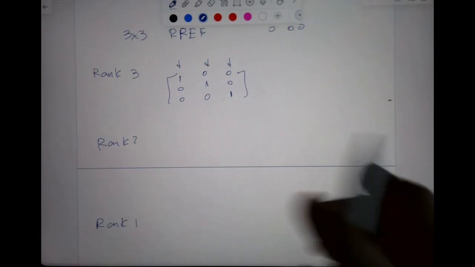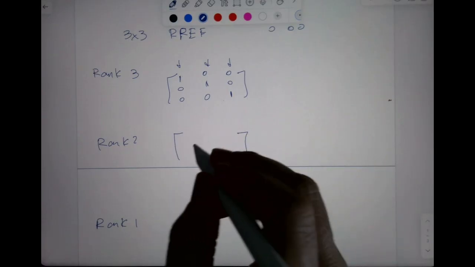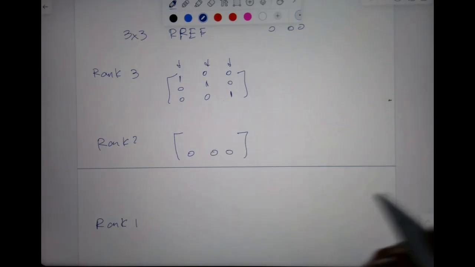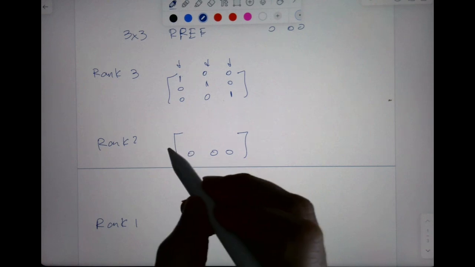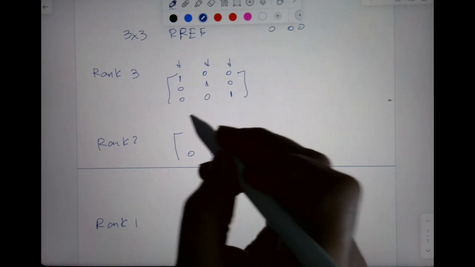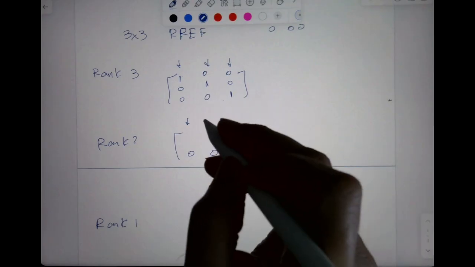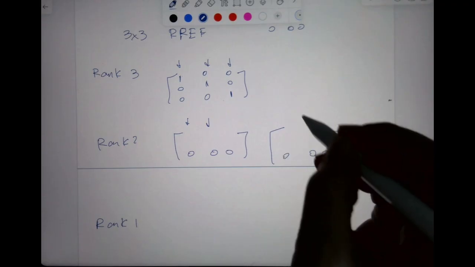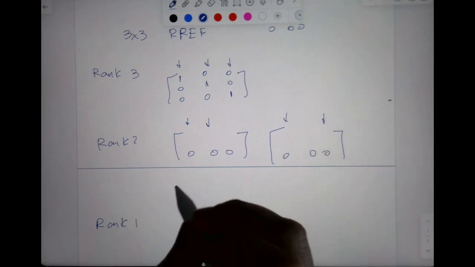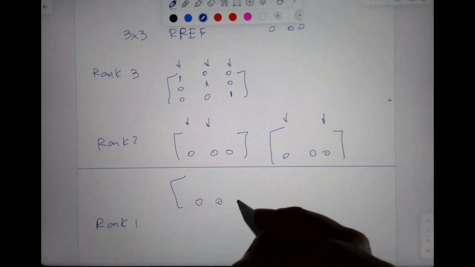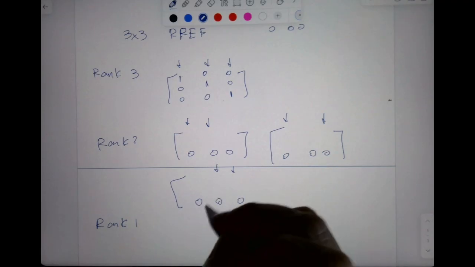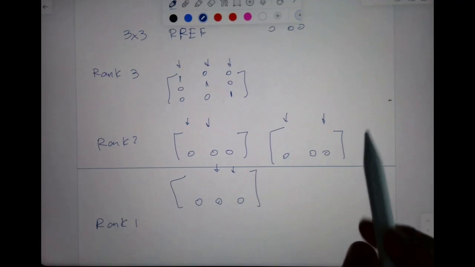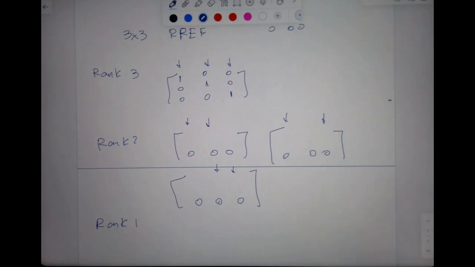Now let's see rank 2. For rank 2, I can have a row of all zeros, which has to be in the bottom. Then I will have 2 leading ones, one for each row. So looking at the columns, because every column can have only one, I can have this way, or I can have this way, or I can have these 2 columns to be leading one. Is there anything else left? No. Those are the only options that I actually have.